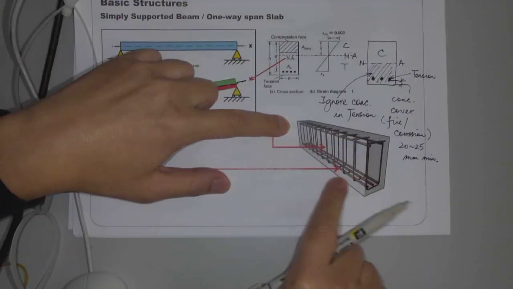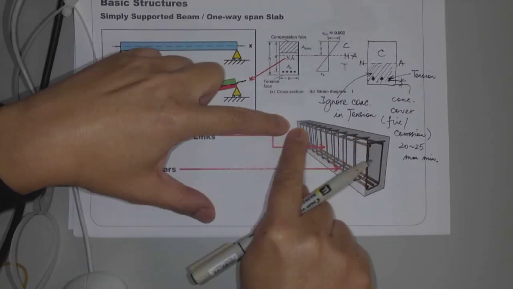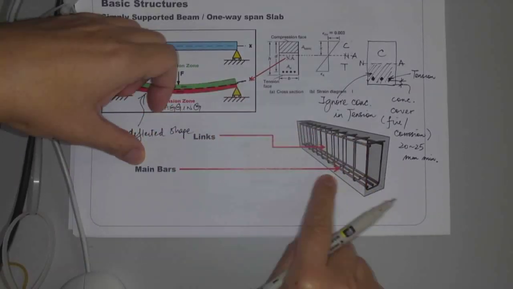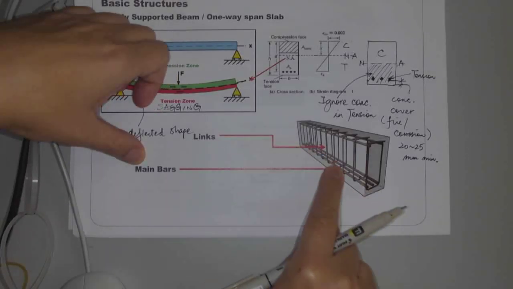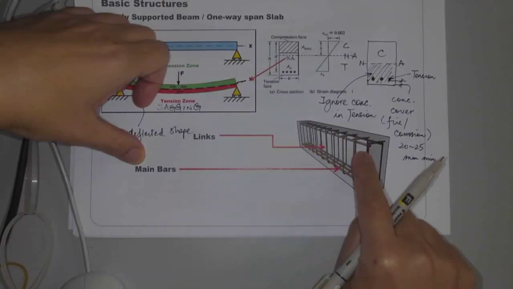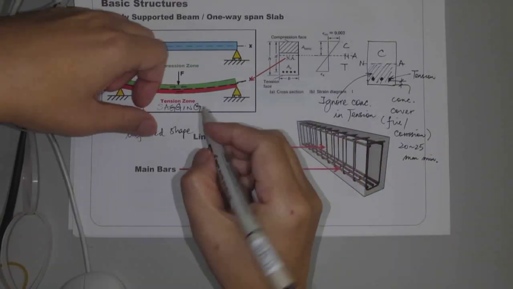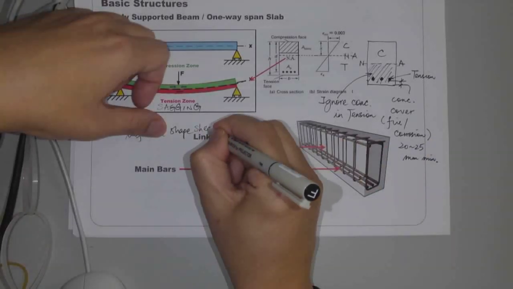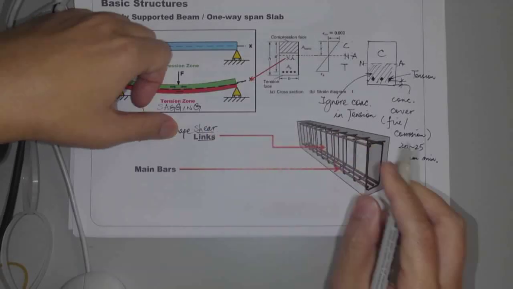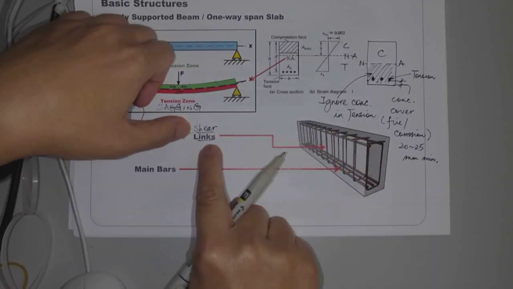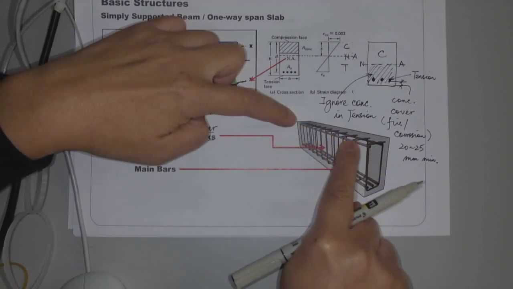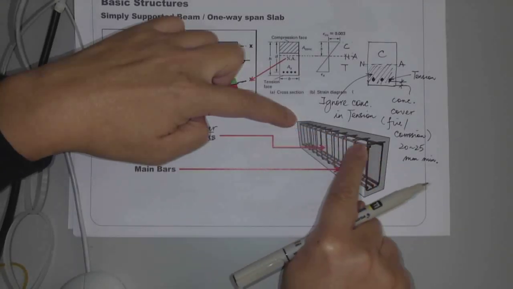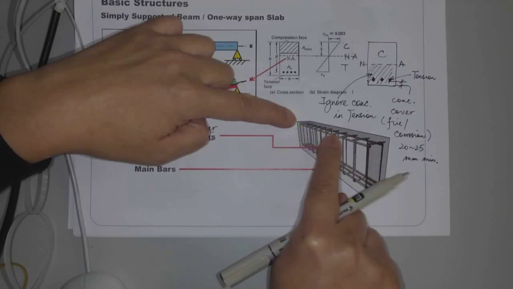So if you look at it in practice, the reinforcement cage, the bottom bars are the main bars. Bars means reinforcement. So the main bars are at the bottom. And then you've got some vertical links. Those are shear links. We won't be able to talk about this this time. We'll cover this next week. But then you can also see the top reinforcement. At the top, you also have some reinforcement in practice.